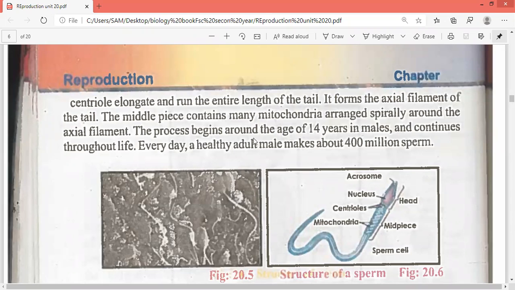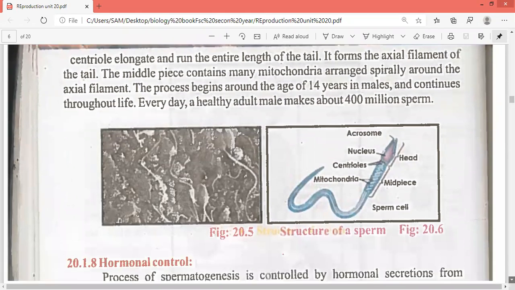The process begins around the age of 14 in males and continues throughout life. अच्छा, फीमेल्स के केस में ओजेनेसिस जो है वो जैसे ही बेबी मदर बॉडी में डेवलप हो रही होती है तब से ओव्यूल्स बनना स्टार्ट हो जाते हैं, ओवरी की डेवलपमेंट स्टार्ट हो जाती है लेकिन स्टक हो जाती है प्यूबर्टी तक. लेकिन मेल के केस में ये 14 इयर्स के बाद ये सारा प्रोसेस होता है. यूजुअली ये भी क्वेश्चन किया जाता है एमसीक्यूज में.